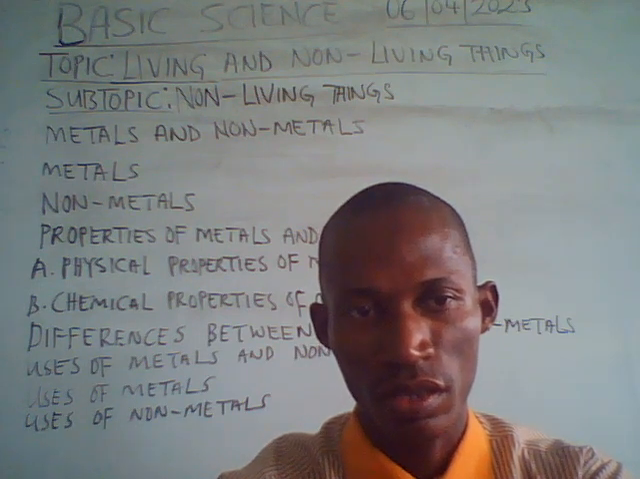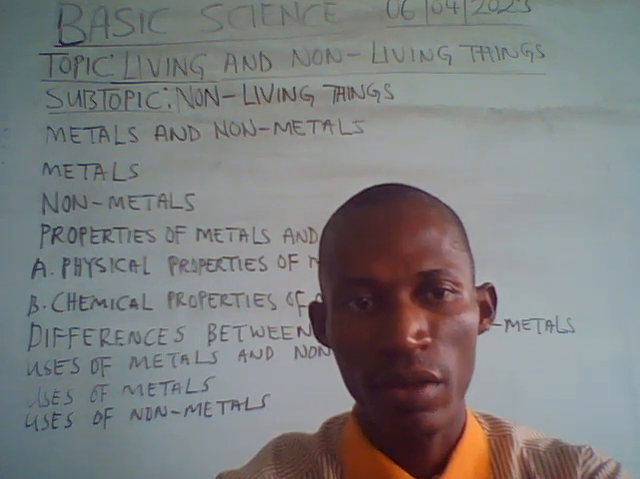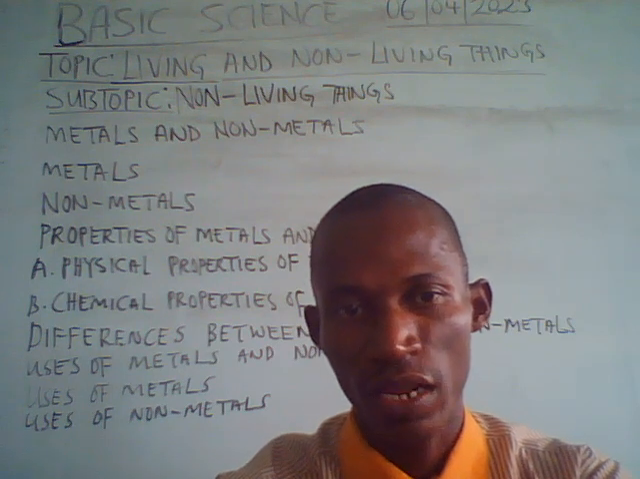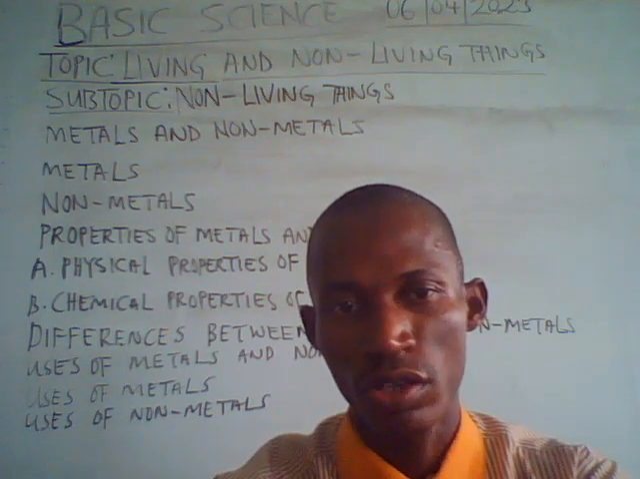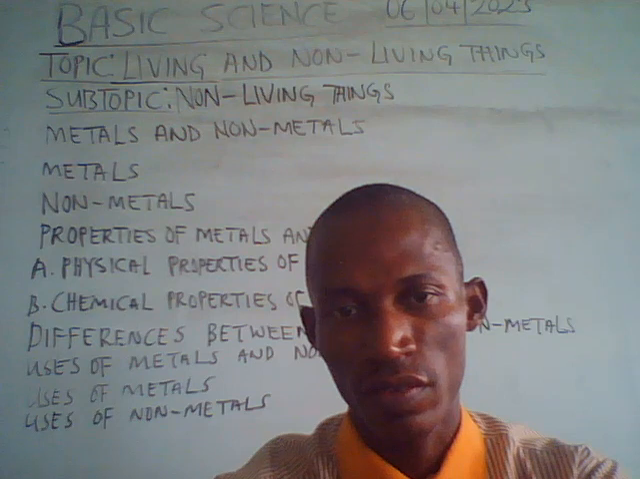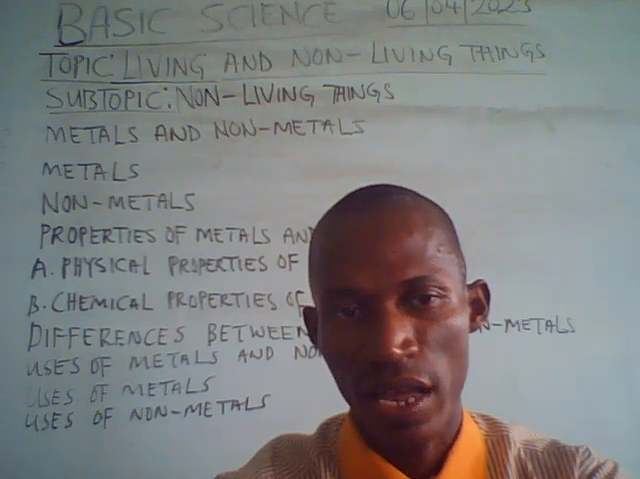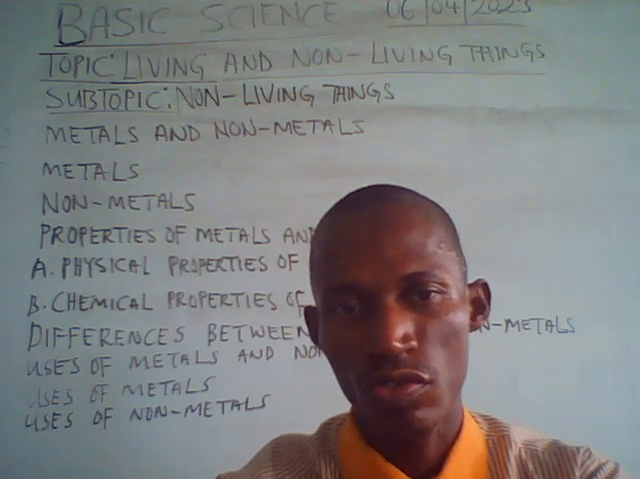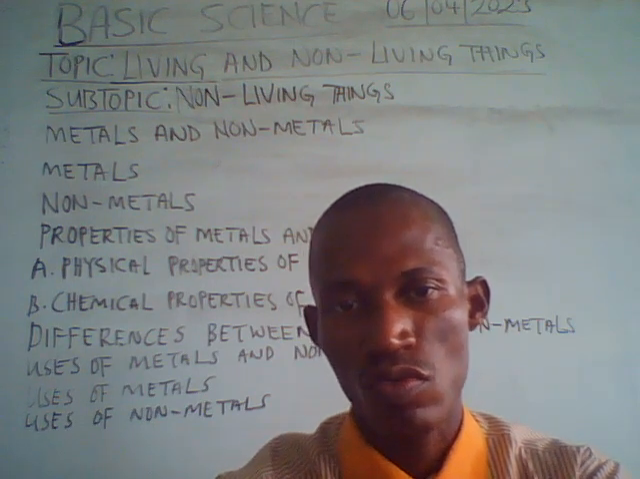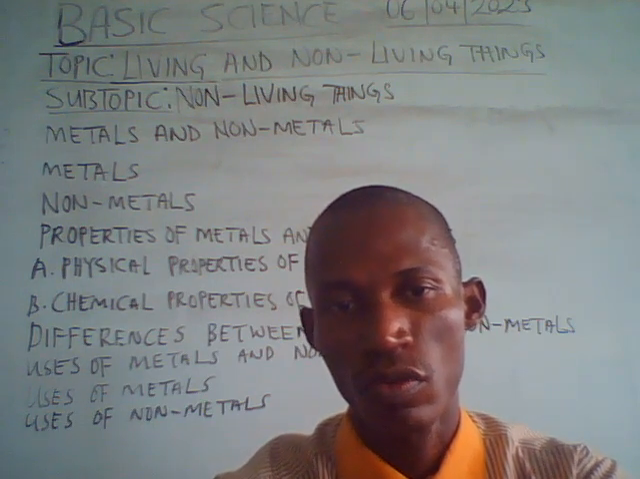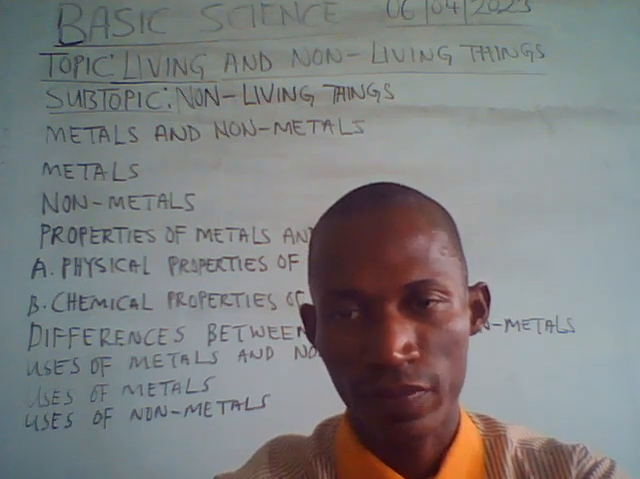So the iron nail is a metal while the charcoal is a non-metal. Now, metals are ductile. The property of an element by which it can be drawn into wires is called ductility, and such elements are called ductile. Metals like aluminium and copper can be drawn into wires, but non-metals like coal and sulfur do not form wires.